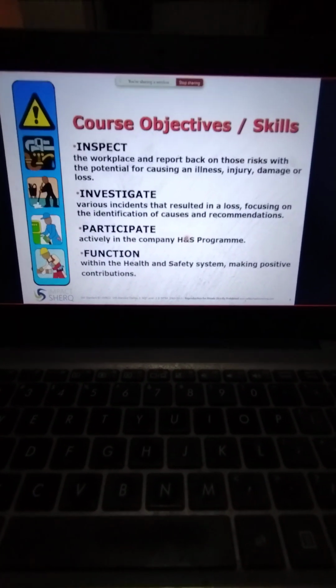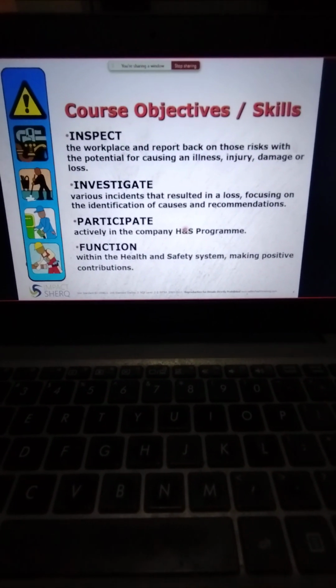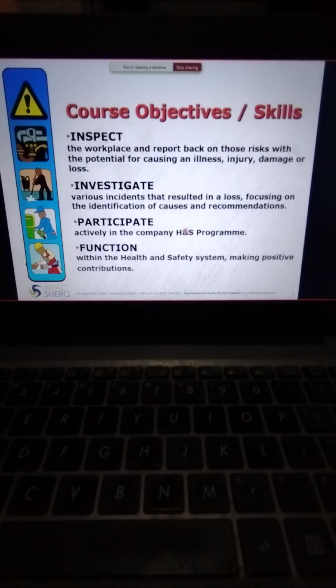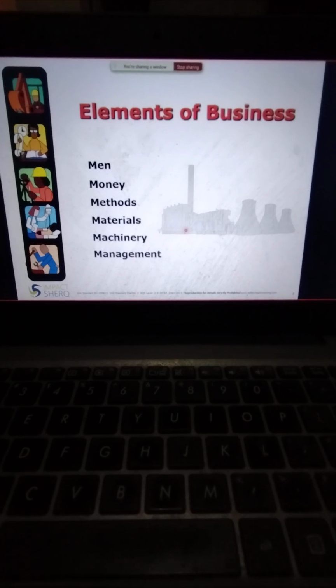Objectives: number one, we'll teach you how to inspect, investigate, participate, and function in health and safety. That's the first part. Right, let's get into understanding health and safety.